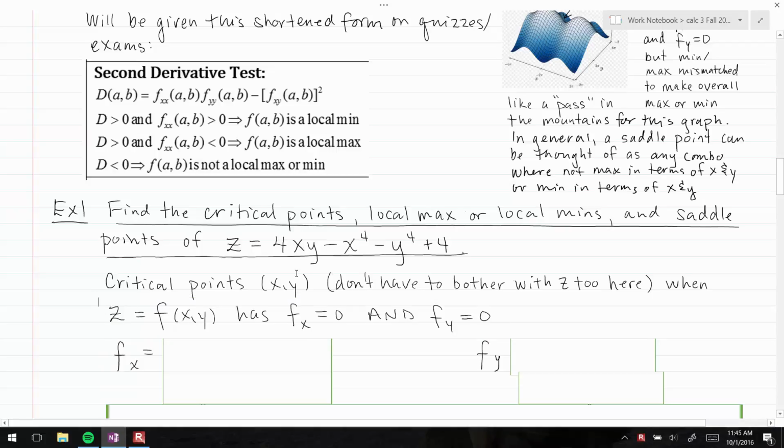So to find the critical points, you need to remember that you need to take the partial with respect to x and set it equal to 0. Also, you need to find the partial with respect to y and set it equal to 0. Doing that here is not so difficult.